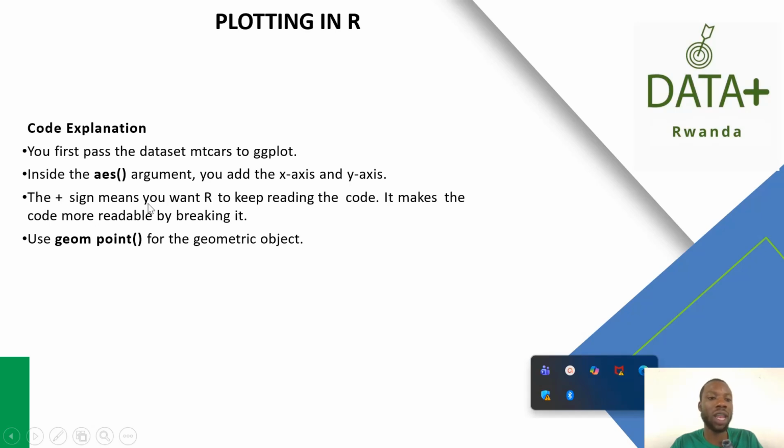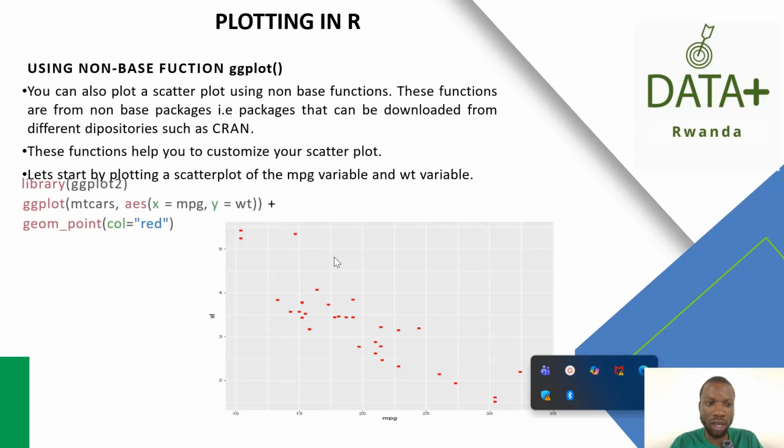So the plus sign means you want the code to keep reading. It makes the code more readable by breaking it. So we add the plus sign so that it continues to read the additional code that we are going to add on, and to use geom_point for the geometrical object, like those dots that we are going to use. If I say dots, I mean this one that is going to reflect the relationship.